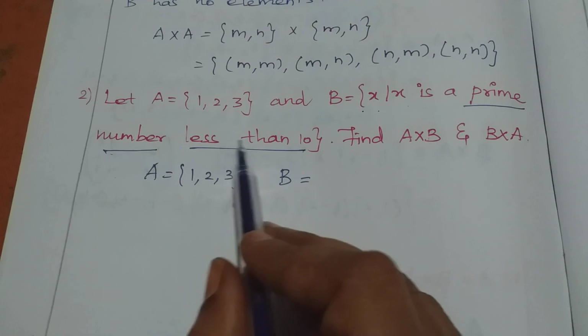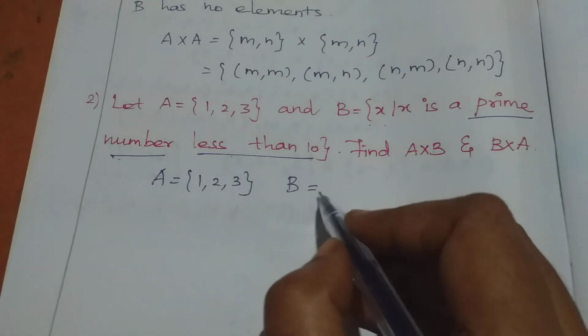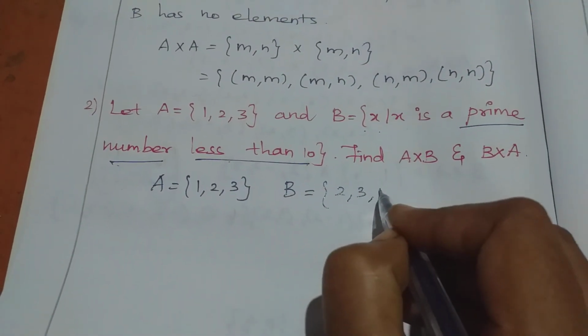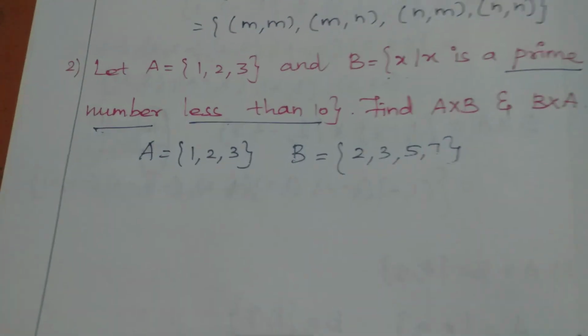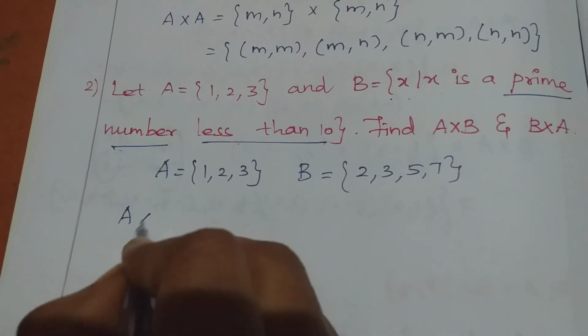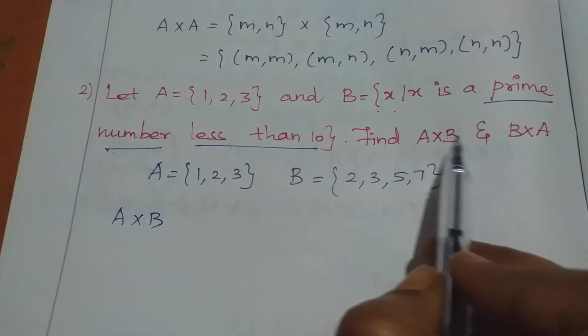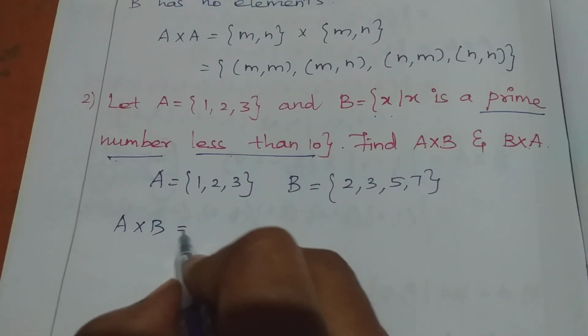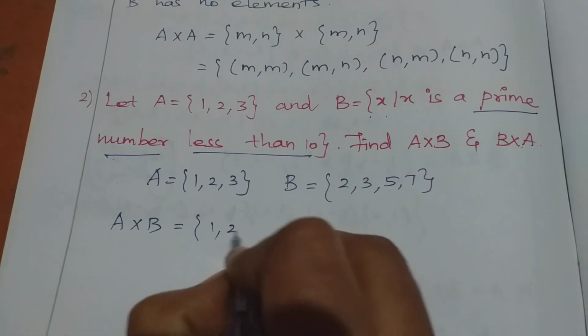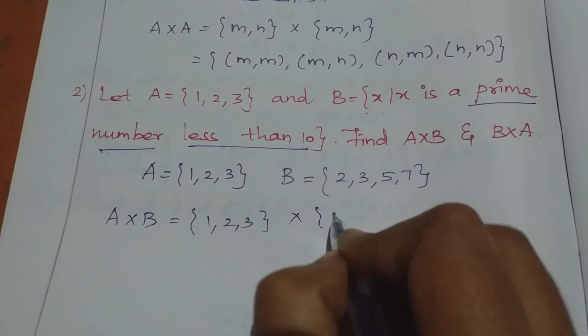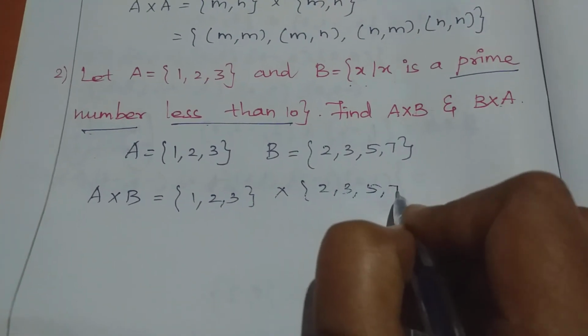So the prime numbers which are less than 10 are 2, 3, 5 and 7. Next you have to find A cross B and then B cross A. So A cross B: A is the set {1, 2, 3}, cross B, the set {2, 3, 5, 7}.